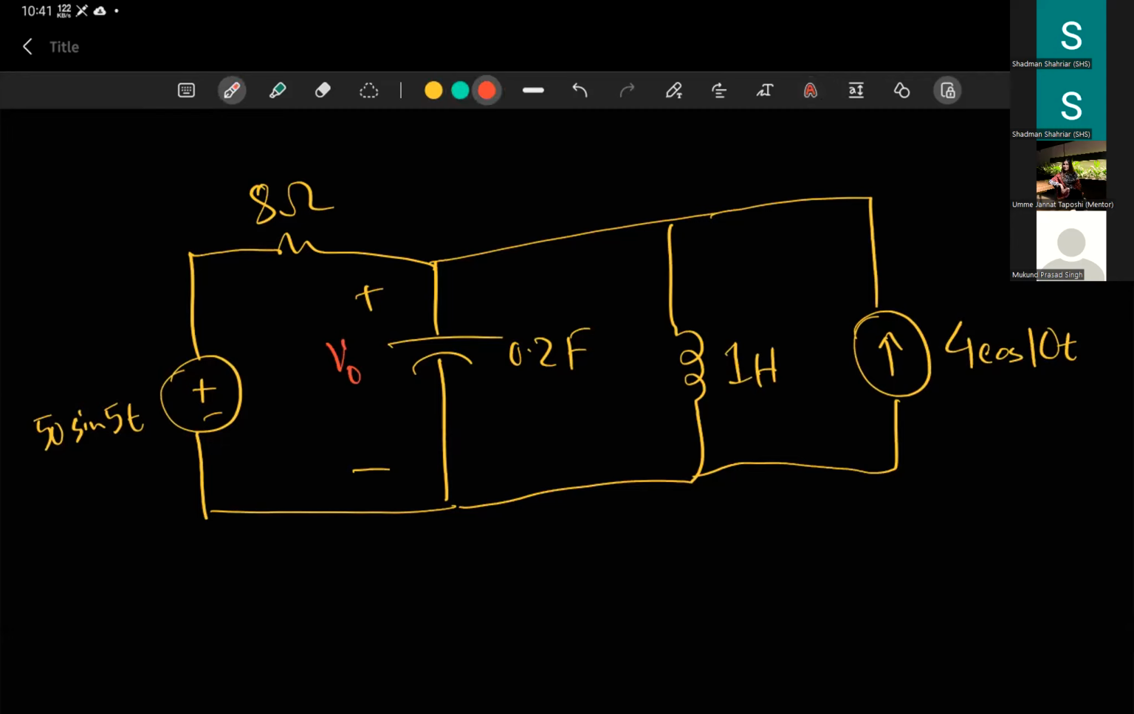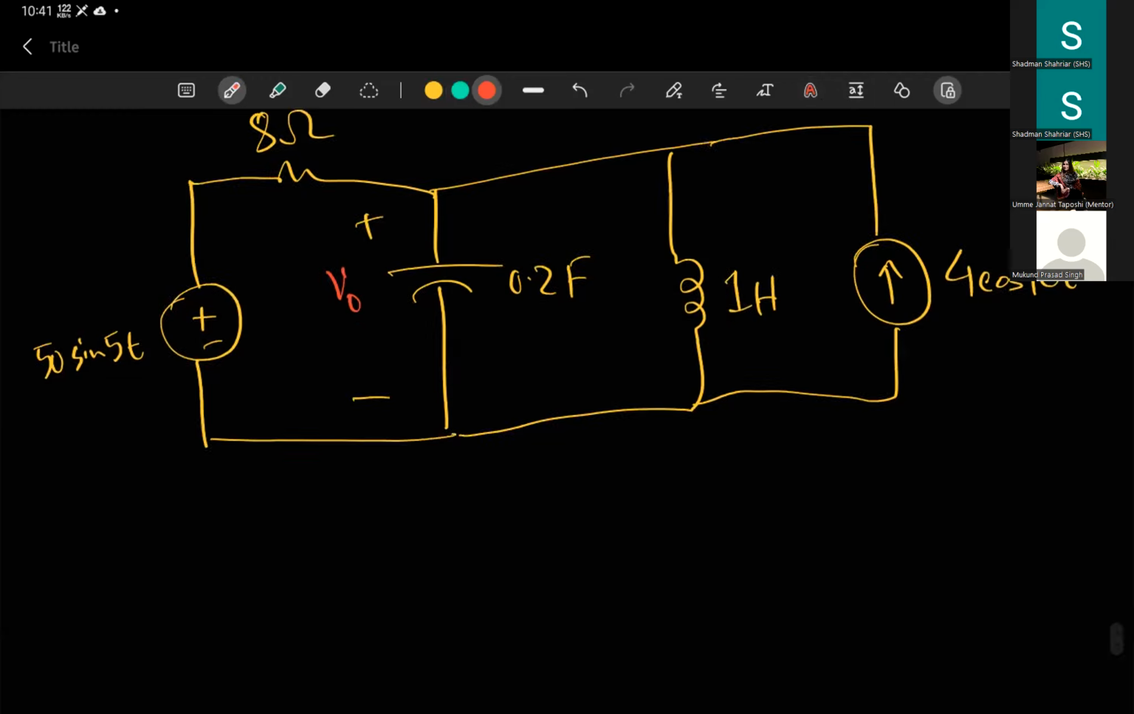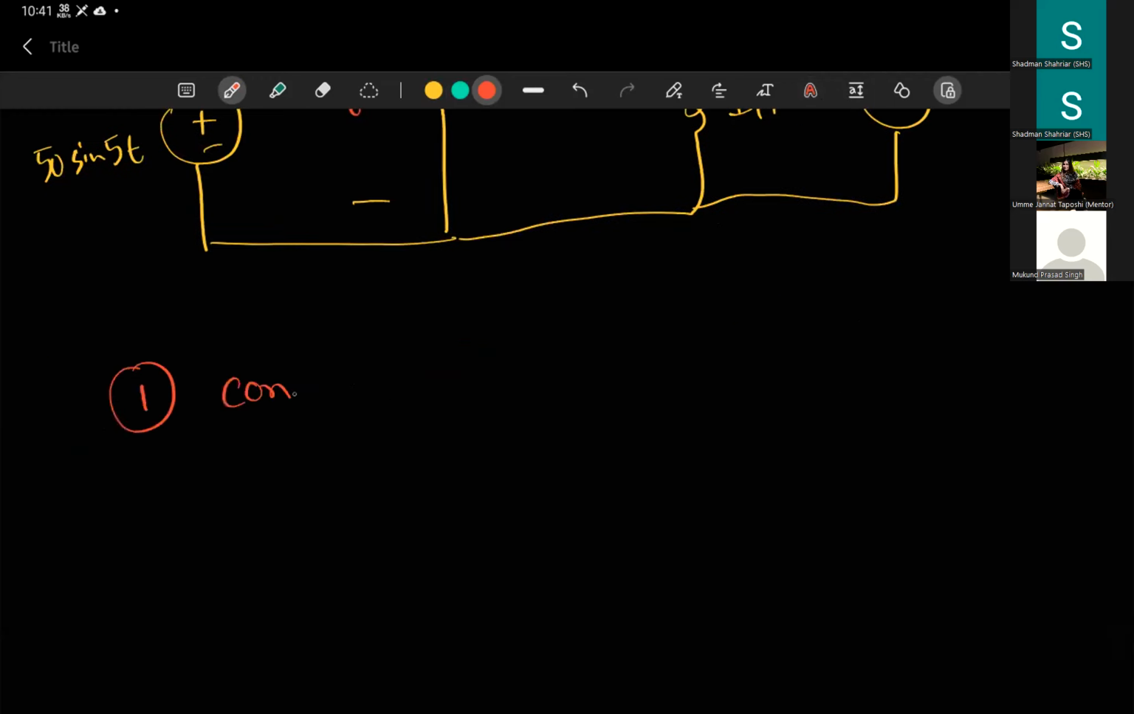In an AC analysis problem, you have to first convert everything into cos. Cos function. There should be no sin function. This is the first job. And how to do that? If you have sine theta, it is equal to cos theta minus 90 degrees. Just remember that.